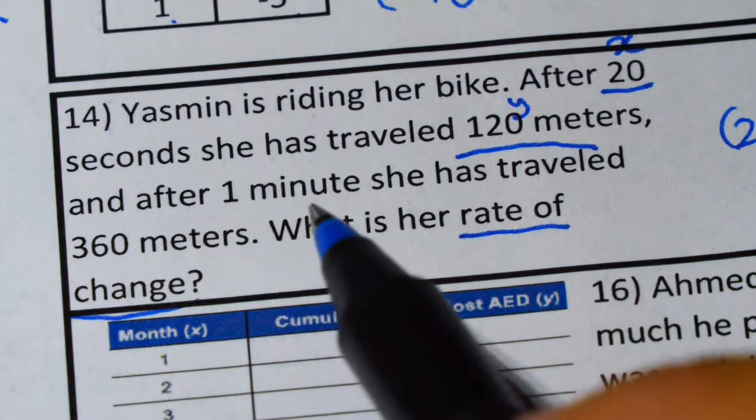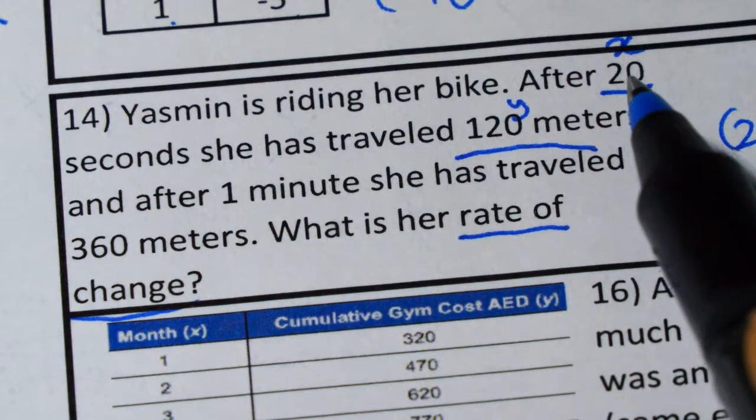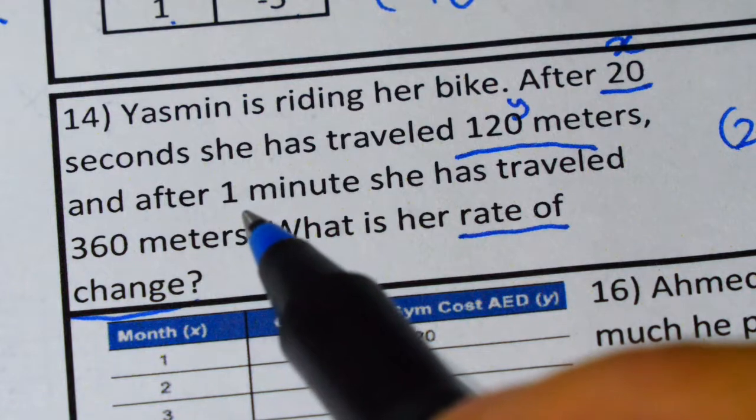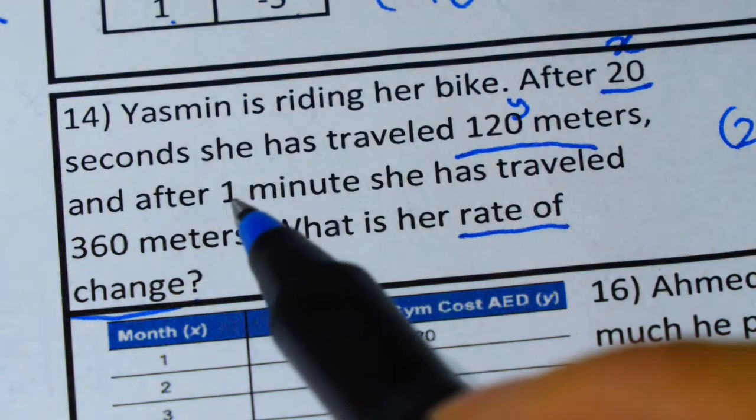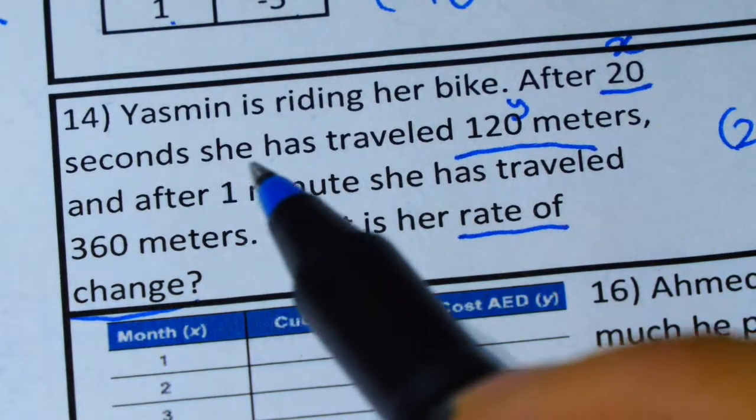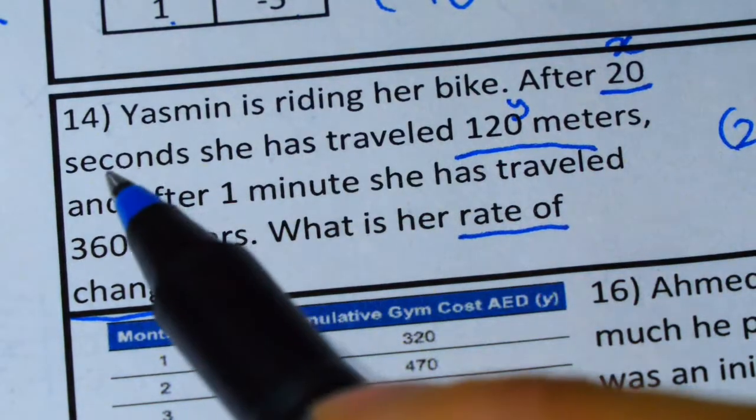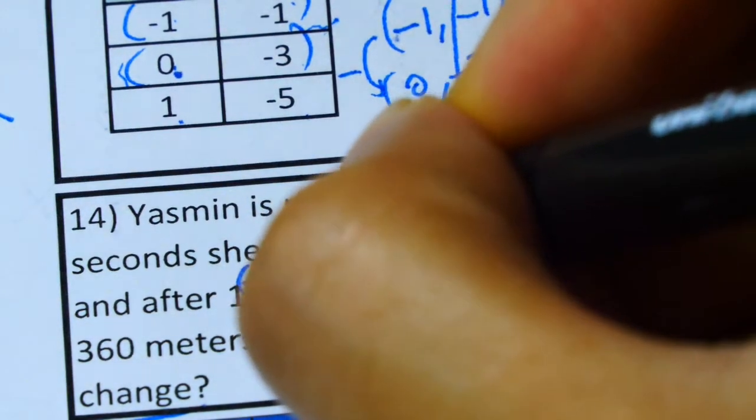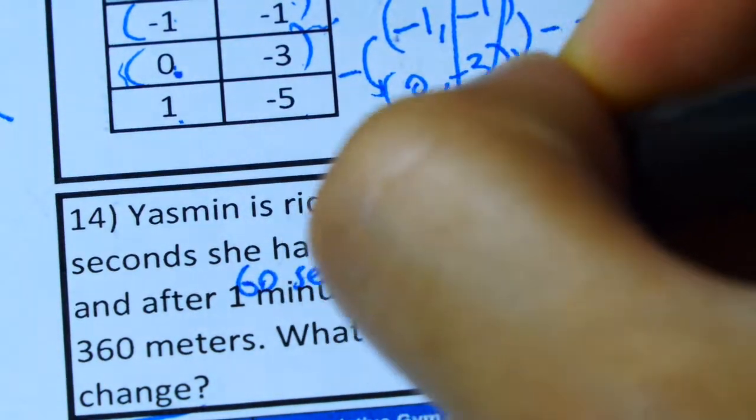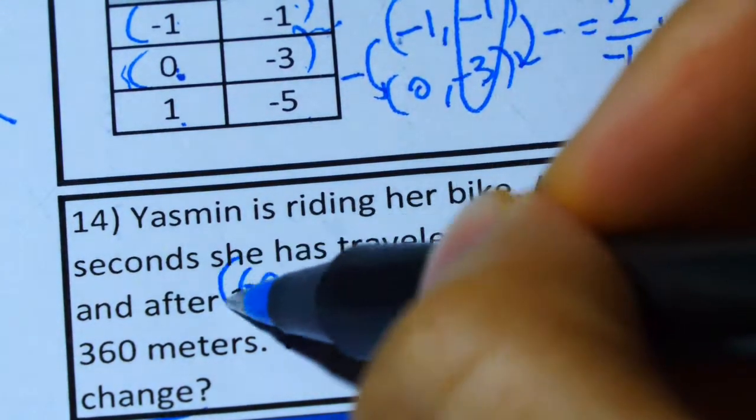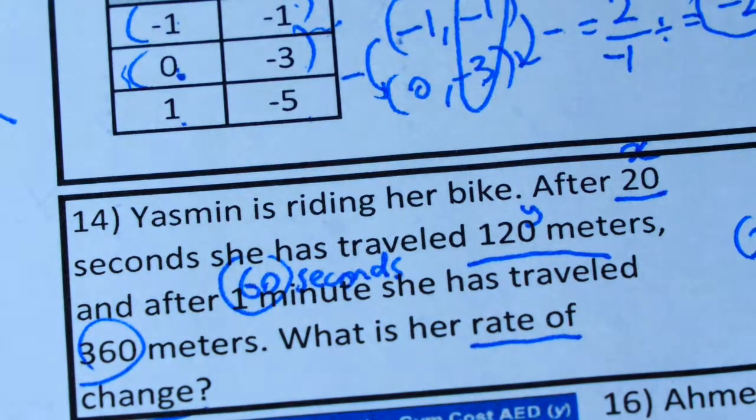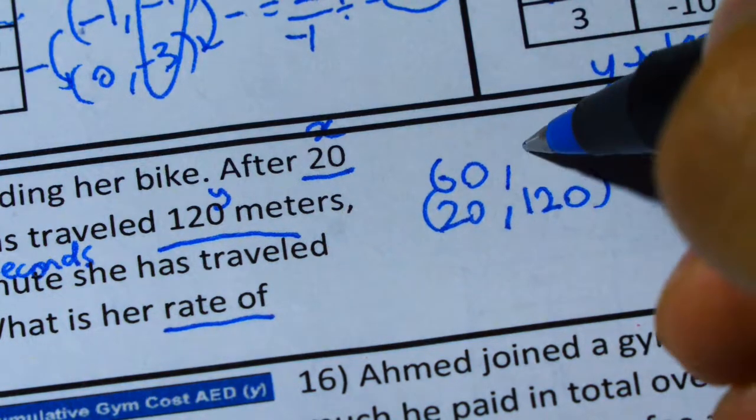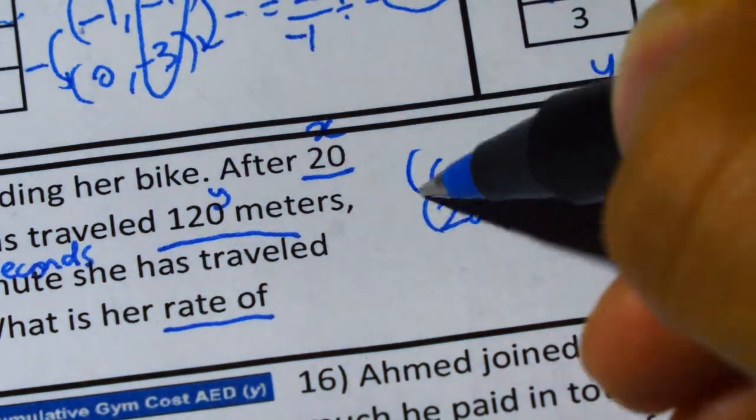Now we have to be careful here because the first point was 20 seconds. But now the second point, we are talking in minutes. We have to change this to seconds. So they are both seconds. This is 20 seconds. Now 1 minute is the same as 60 seconds. So we have 60 and 360. Okay, so I'm going to write this at the top, 60, 360.